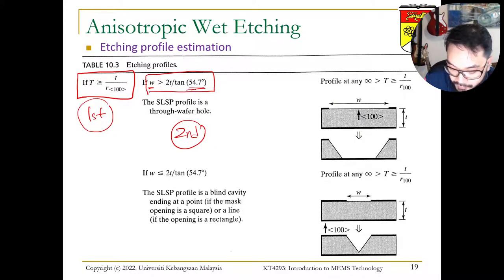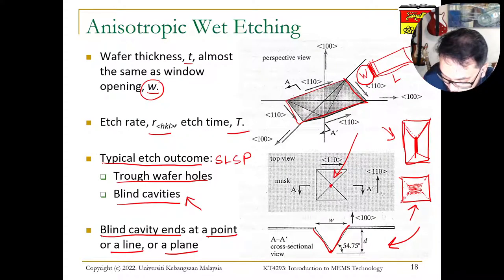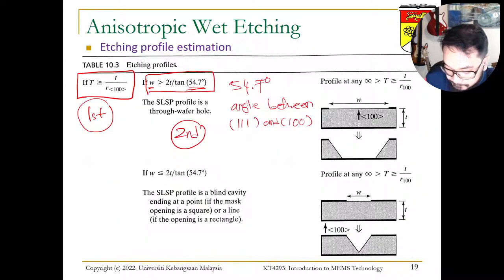What is 54.7? 54.7 degrees is basically the angle between the 111 plane and the 100 plane. So this is the angle here. So the angle between the 111 plane and this plane is 54.75 to be exact. Okay, so we evaluate that.